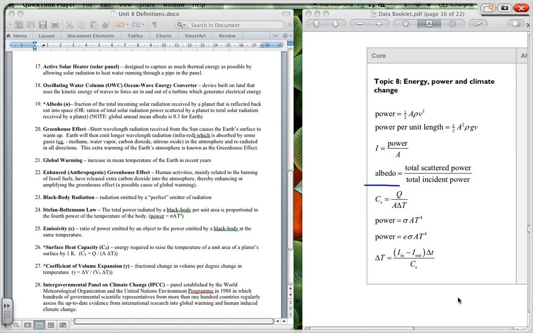This formula over here gives us the surface specific heat capacity. And I'd like to just go over here. It's defined over here. It's the energy required to raise the temperature of a unit area of a planet's surface by 1 Kelvin. So the Q here is your energy required. This is the surface area, and this is the change in temperature. And usually we measure that in Kelvin or degrees Celsius. And this over here is your surface specific heat capacity.